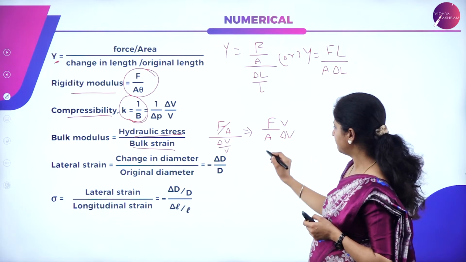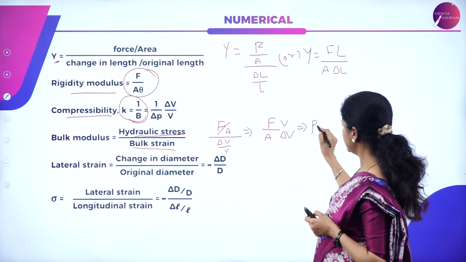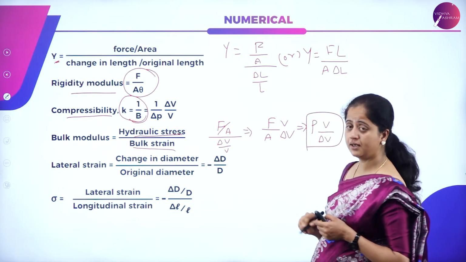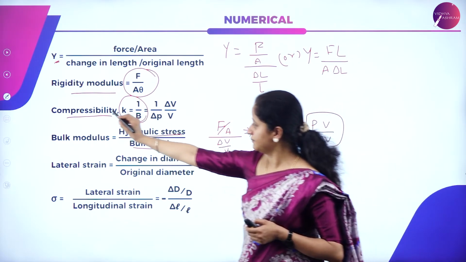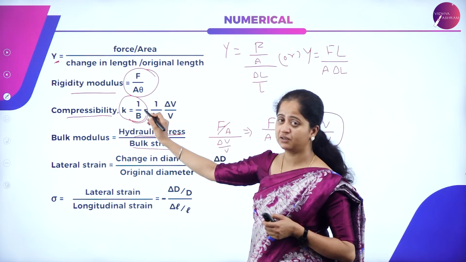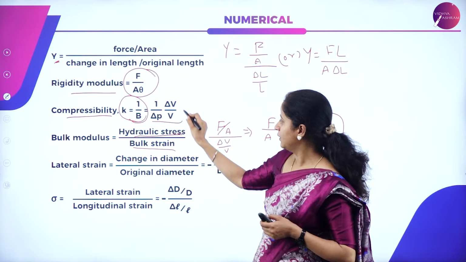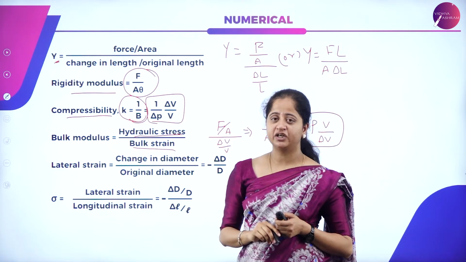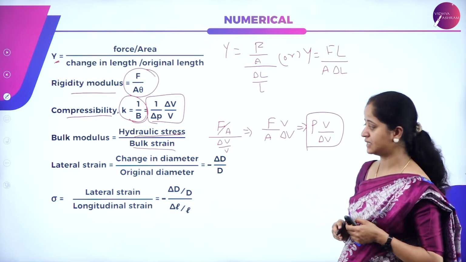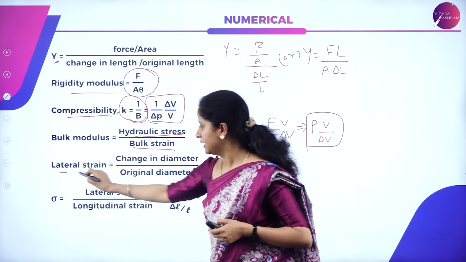So what is this F by A? It is nothing but pressure. So it is delta P into V divided by delta V. This is the expression for bulk modulus. And to find compressibility, we need to take the reciprocal of this bulk modulus, that is 1 by B, and we get 1 by delta P into delta V by V, which means we are taking the reciprocal of this expression. Next, we have lateral strain.